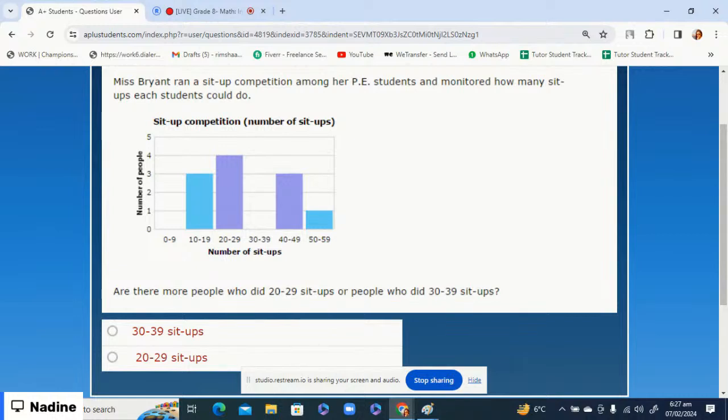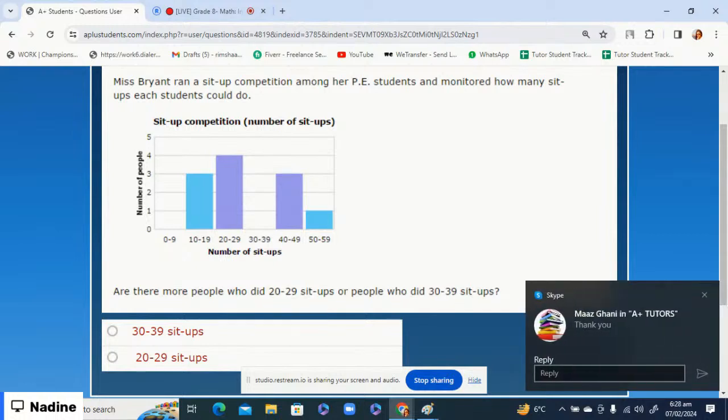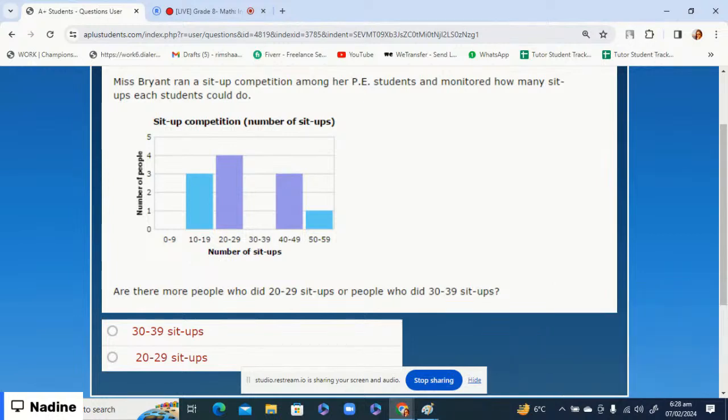Are there more people who did 20 to 29 sit-ups or people who did 30 to 39 sit-ups? So we are just finding out the difference. First, we check 20 to 29, then we check 30 to 39, and then we write our answer, which one has more people. For 20 to 29, there are 4 people. And for 30 to 39, it's 0 because there's nothing. So it means that it's 20 to 29 sit-ups.